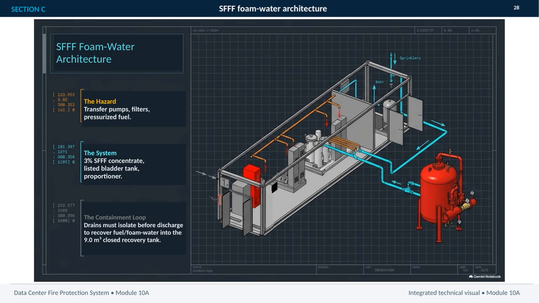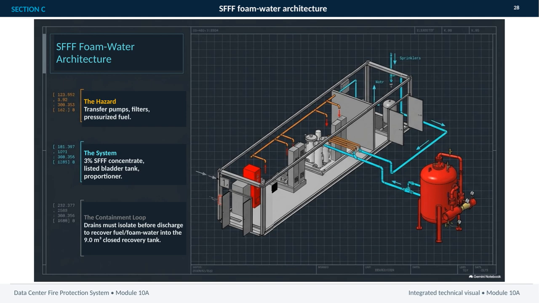Together, these components provide the intended foam water mixture for discharge. The containment loop is equally important because the discharged mixture may carry recovered fuel and foam solution. Before any discharge occurs, the drains must isolate. That allows the fuel and foam water mixture to be directed into the 9.0 cubic meter closed recovery tank, rather than leaving the protected area through the drainage system.